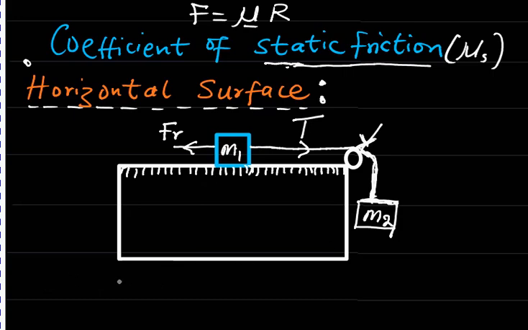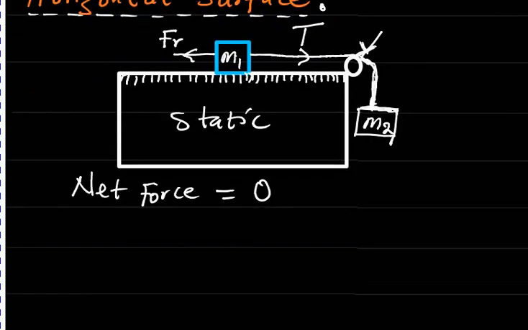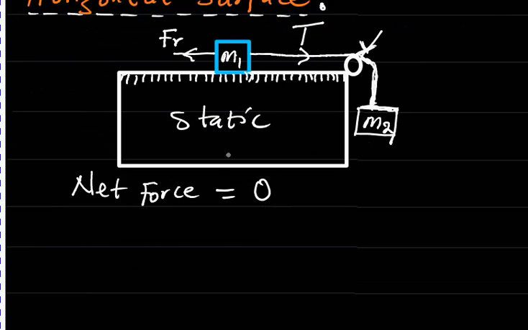So the net force is equal to 0 because it is static. There's no motion. So how do we calculate the net force? The net force is equal to the tension that is pulling the mass m1, minus the frictional force Fr, which of course is equal to 0. So we can simply have that the tension is equal to the frictional force.